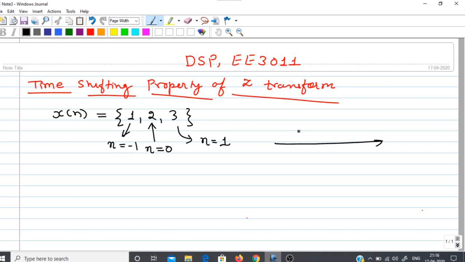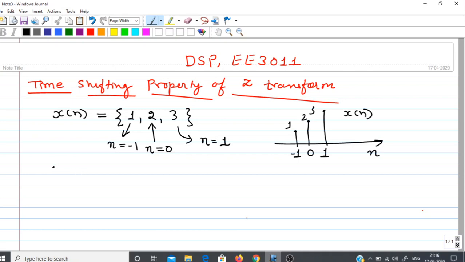So values are 1, 2, and 3. These are the values 1, 2, 3, and this is our n. So this corresponds to minus 1, this corresponds to 0, and this corresponds to 1. This is the sequence x of n.